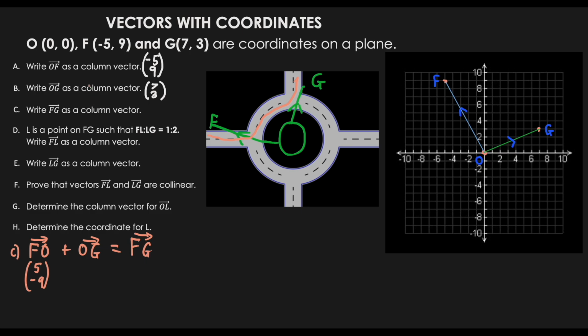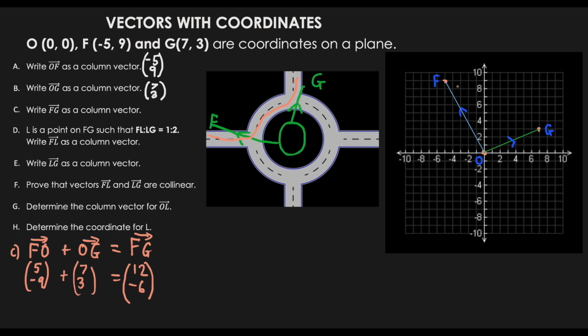So then now the same concept for OG, we have OG already, which is 7, 3. So we're just going to add that 7, 3. So 5 plus 7, we add the top numbers, gives us 12. And then -9 plus 3 gives us -6. Therefore, FG can be represented as 12, negative 6.